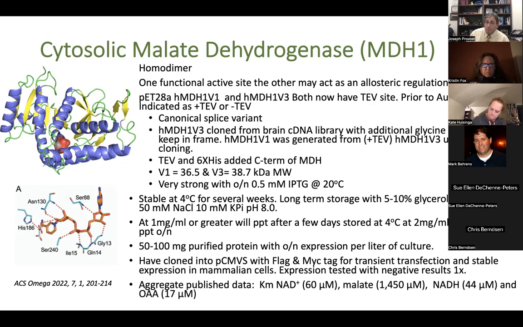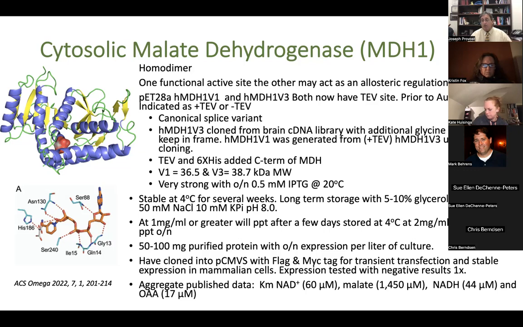They're pretty stable. They're stable for several weeks at 4 degrees, and for long-term storage at minus 80 degrees or with 10% glycerol with some salt at pH 8. You can freeze, but you cannot freeze-thaw multiple times. You can certainly freeze aliquots, take them out, and they retain over 90% of their activity if you have 10, even 20% glycerol in it.